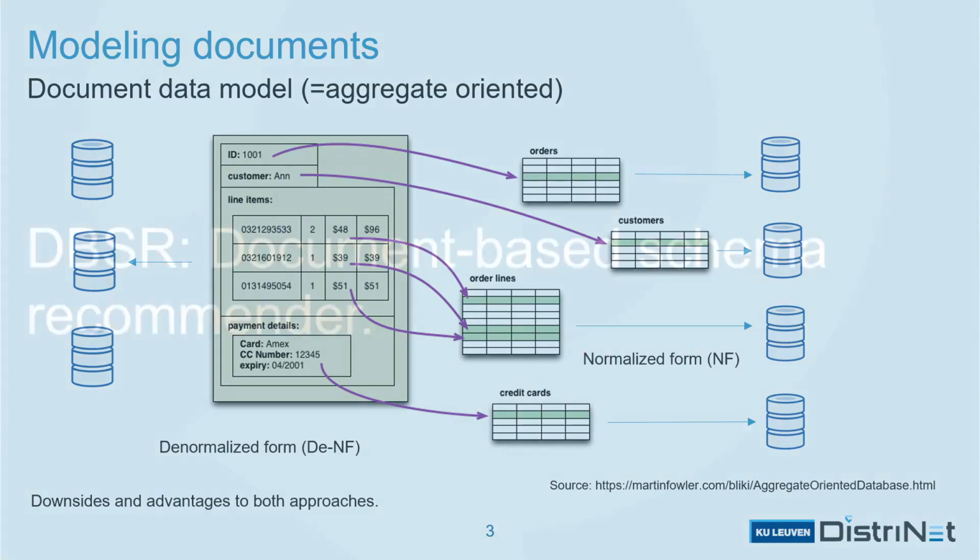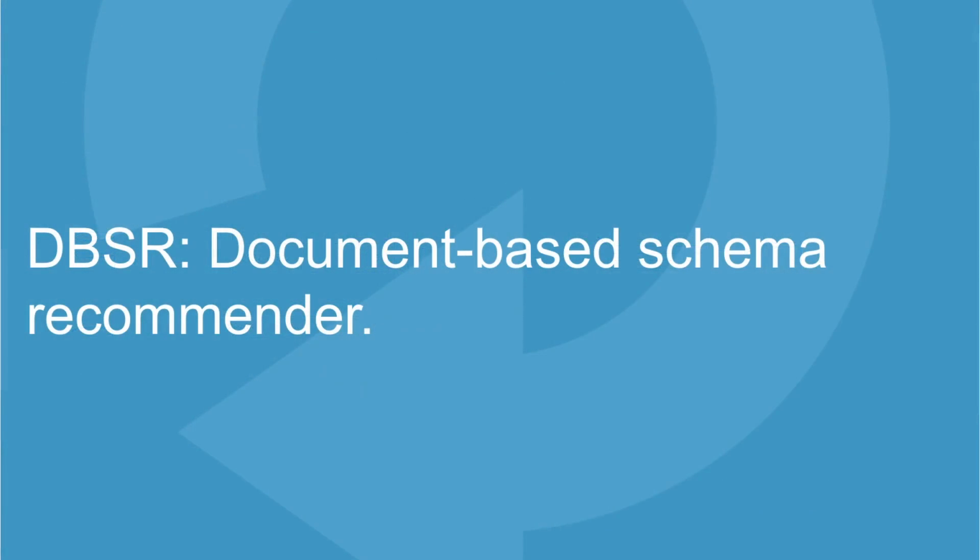So in light of this, I have come up with a schema recommender for document type database systems. There are also other schema recommenders, for example for columnar stores. But this one is state of the art for document type systems.